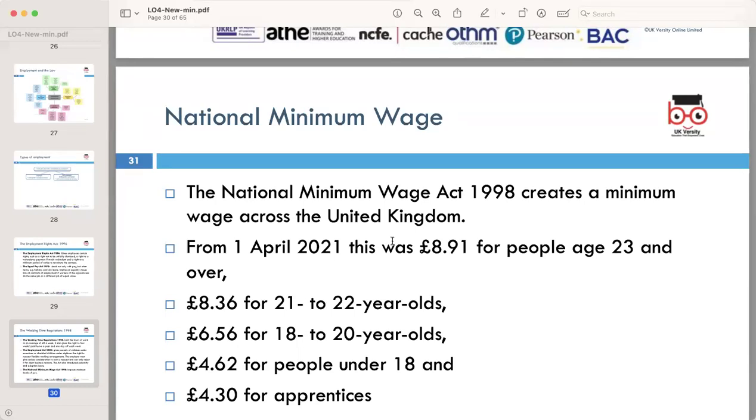So age 23 and over, then 8.36 for those between 21 and 22 years old, 6.56 for individuals aged 18 to 24, 6.2 for those under 18, and 4.34 for apprentices.